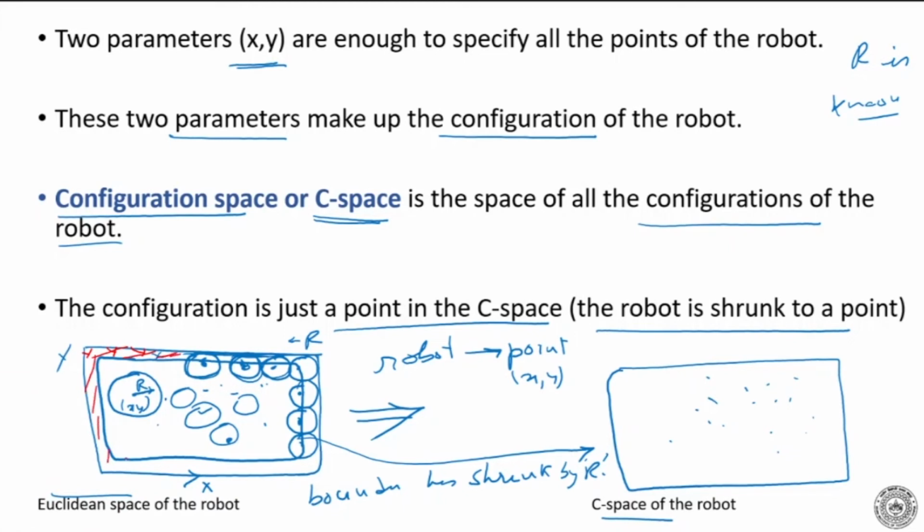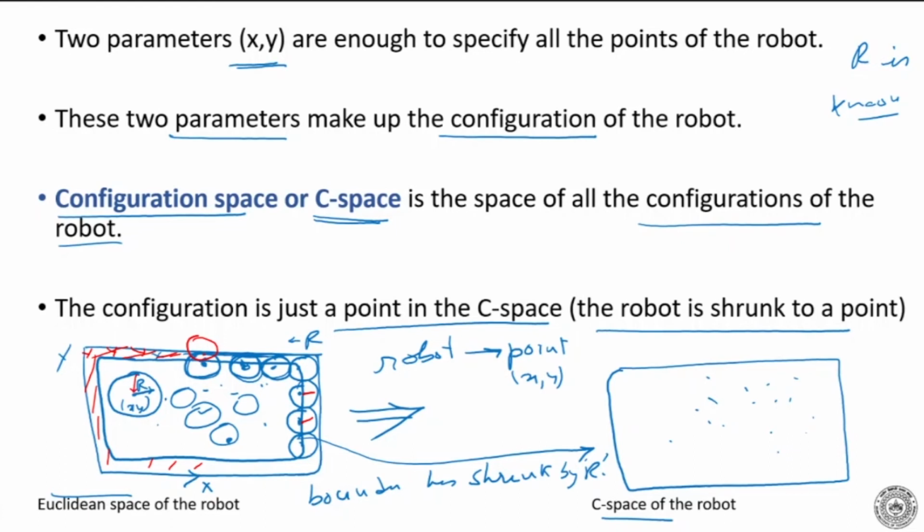That is very clear from here. Why? Because the center cannot go inside there. That means it will not be possible for the robot to go here and sit like this. In that case, it has gone through the side, which means that the boundary has shrunk by r, and the robot has become a point.